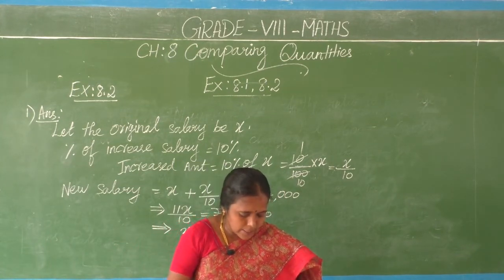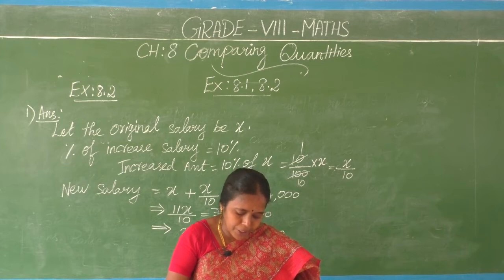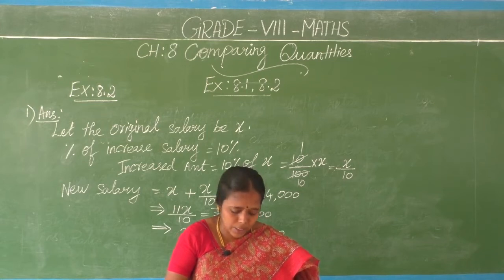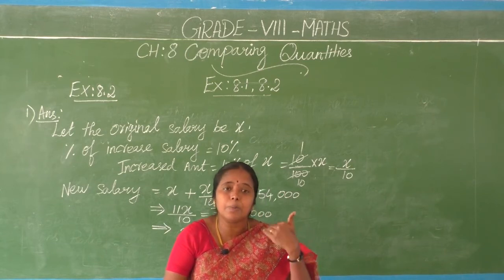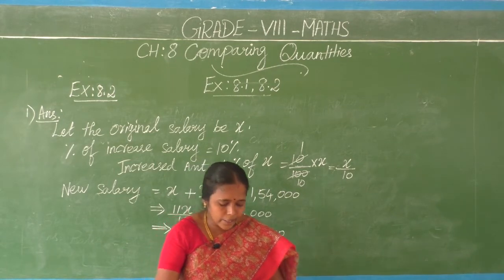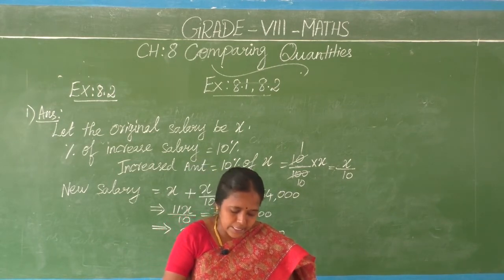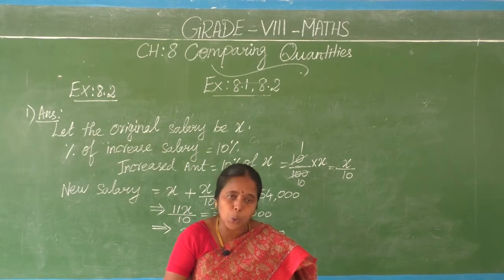Then the second question. On Sunday, 845 people went to the zoo. On Monday, only 169 people went. What is the percentage decrease? They are asking for the decreased percentage. What percentage of decrease in the people visiting the zoo on Monday?